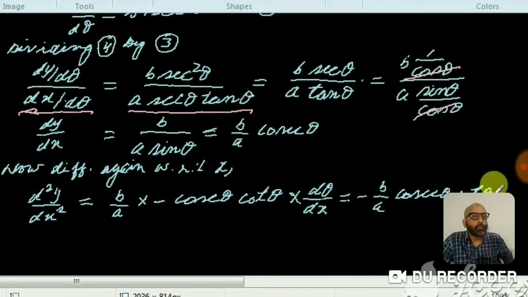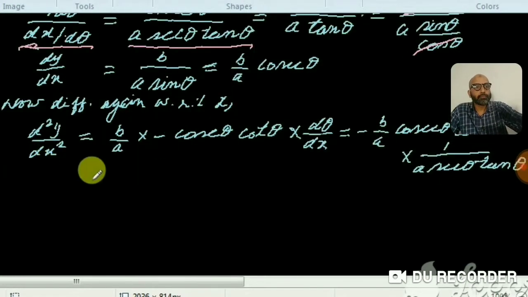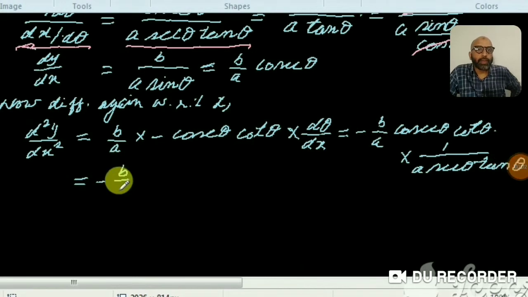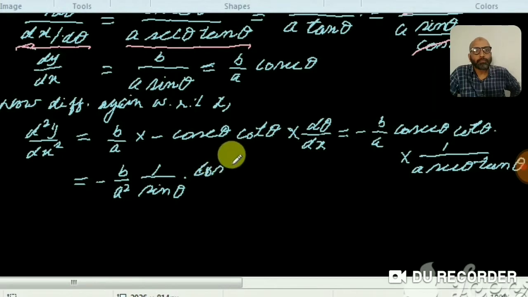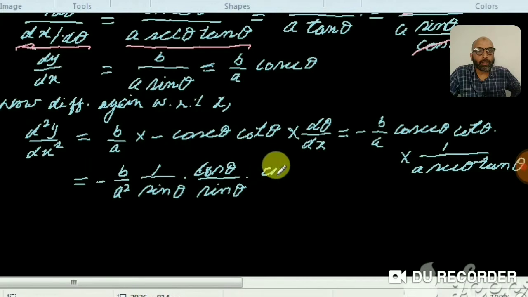into 1 upon a sec theta into tan theta. So we get minus b upon a square, because in denominator we have two a's, and cosec theta, which is the reciprocal of sine, so we may write it as 1 upon sine theta, and cot theta may be written as cos theta upon sine theta, into 1 upon sec theta may be written as cos theta, and 1 upon tan theta may be written as cos theta upon sine theta.